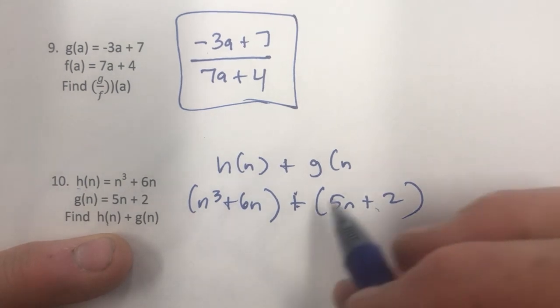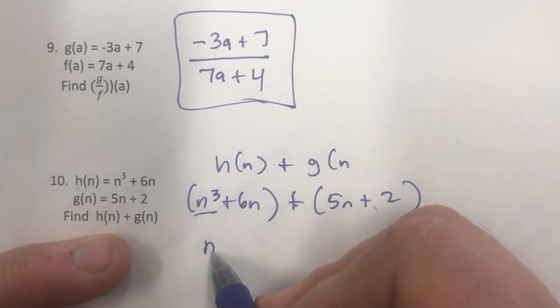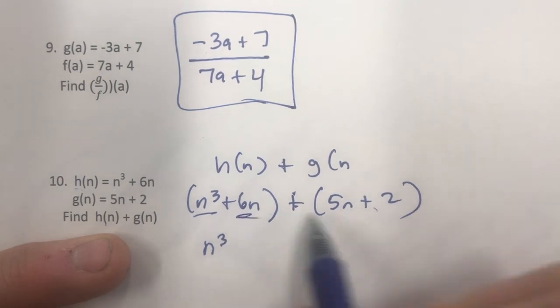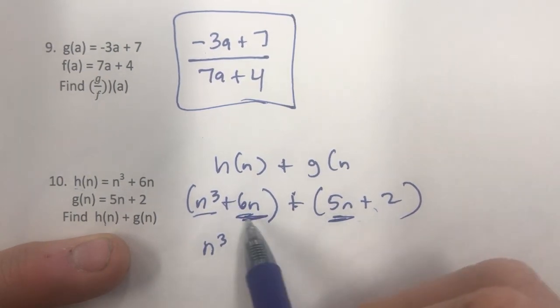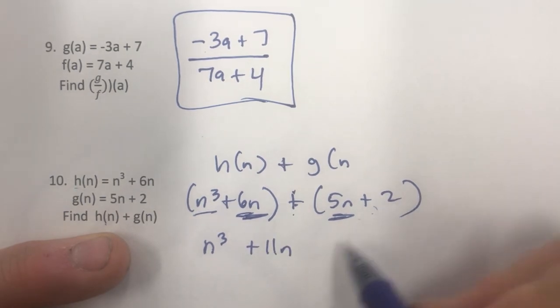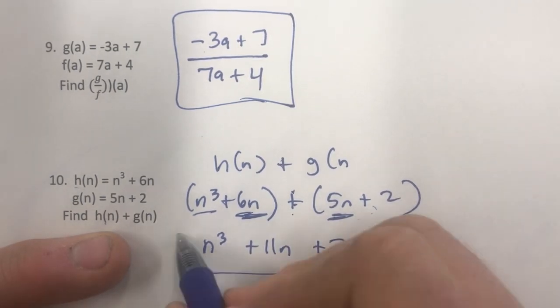And I do my like terms, so starting with the n to the third, he's first. And then I don't have any n squared terms. Now here's the n terms. These two go together, so 6 plus 5 would be 11n. And then I have this plus 2. And nothing goes together, so I'm done.